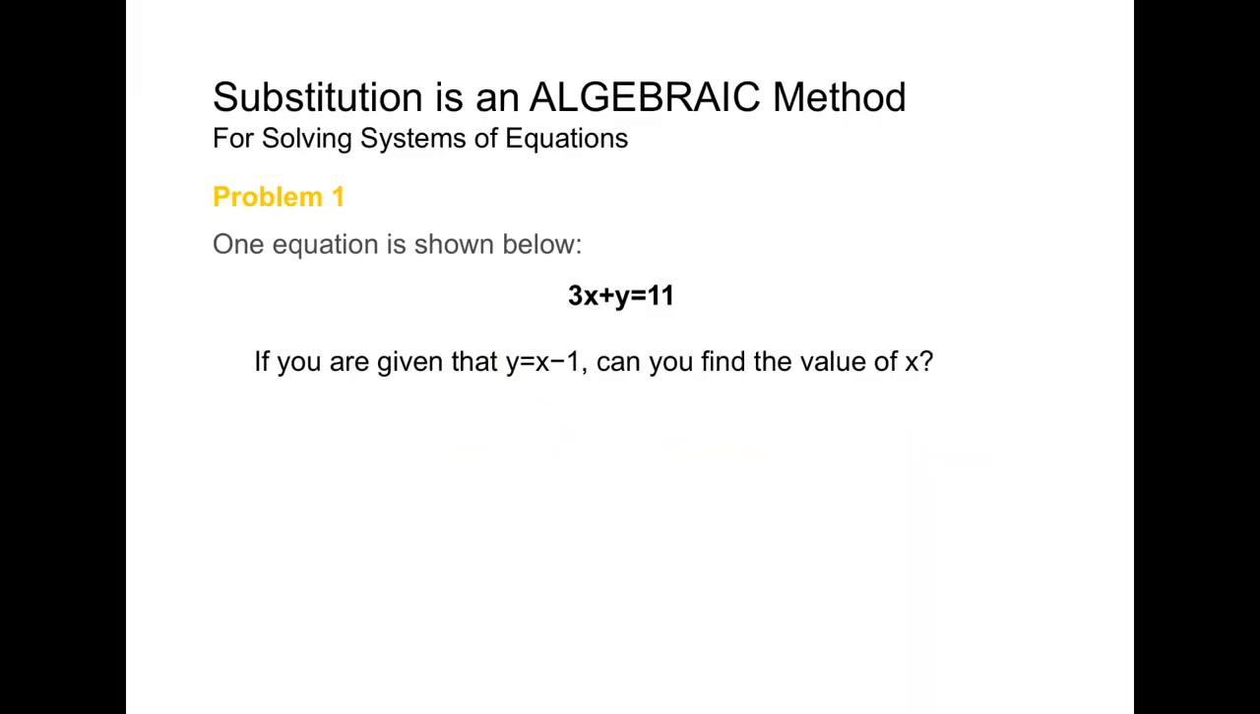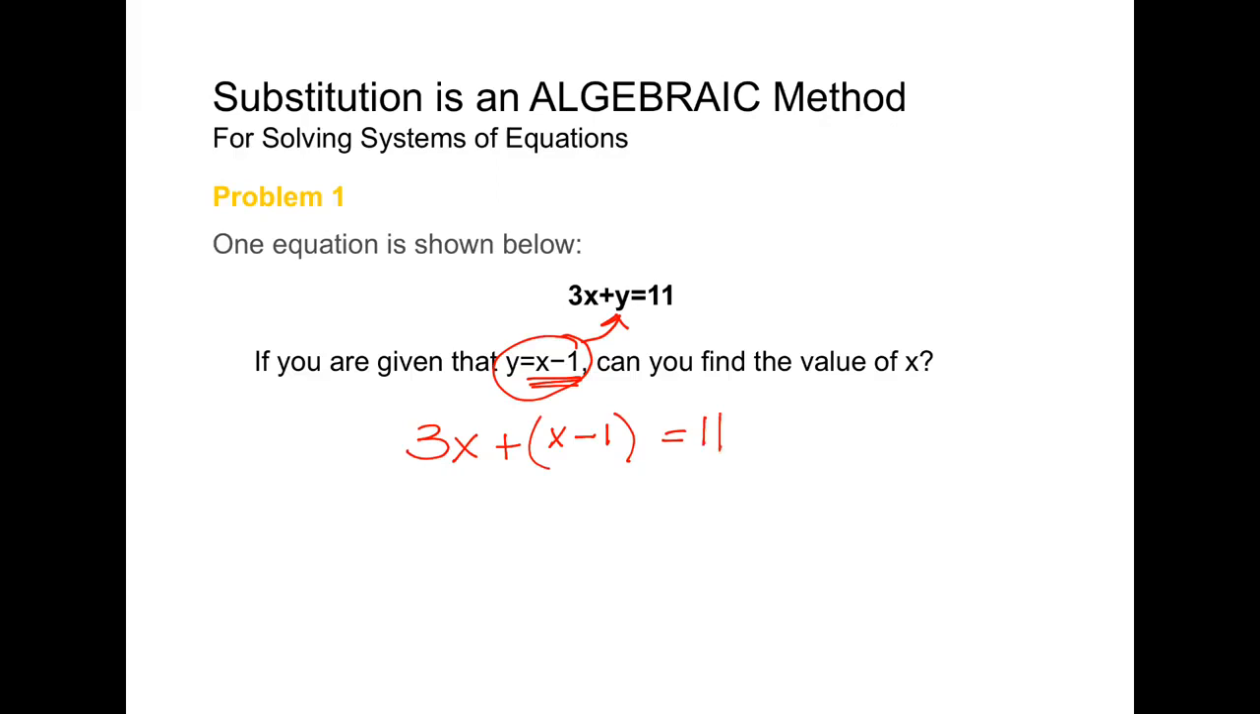What if we weren't given y equals -1, but we were given y equals x minus 1? Could you find the value of x? Well, let's try. We have a definition for y. y is equal to x minus 1. So everywhere we see y in this equation, let's substitute in x minus 1. So we have 3x plus (x minus 1) equals 11.